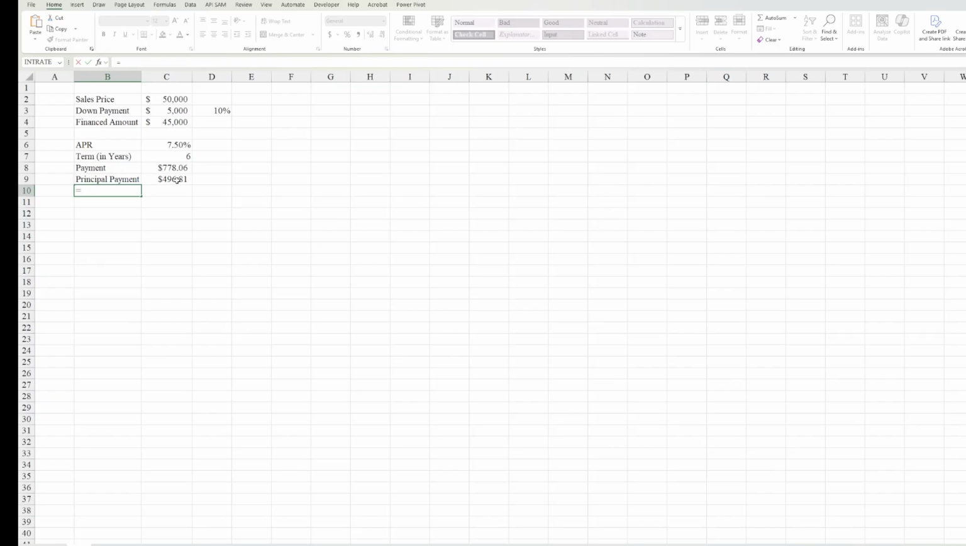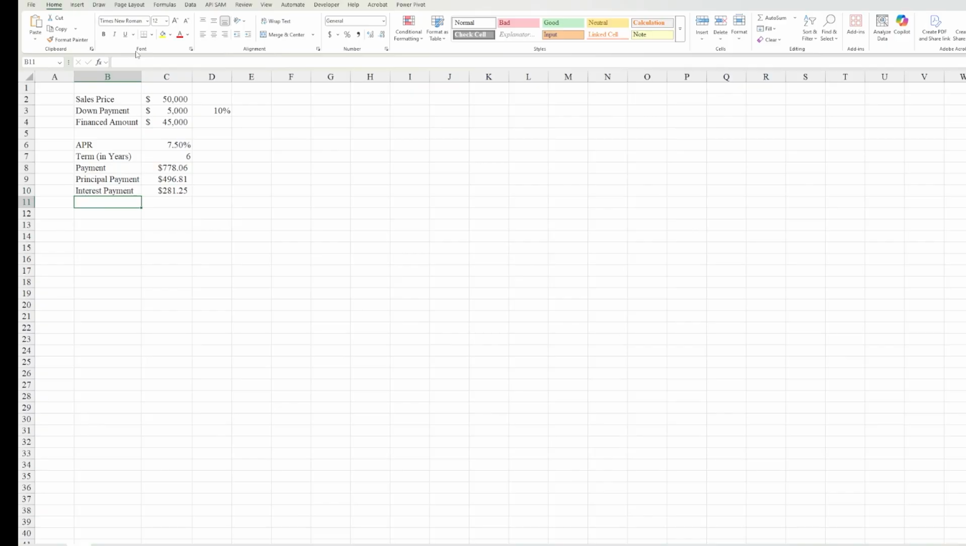And then your interest payment is going to be equals IPMT, and we're going to do rate divided by 12, period, just put 1, number of payments 6 times 12, present value is the financed amount. And let's change this to negative.